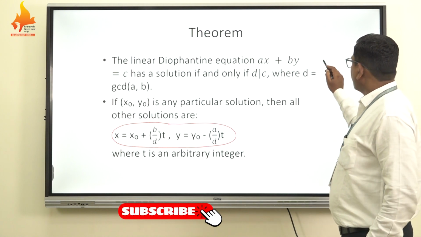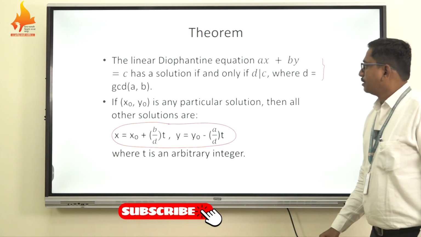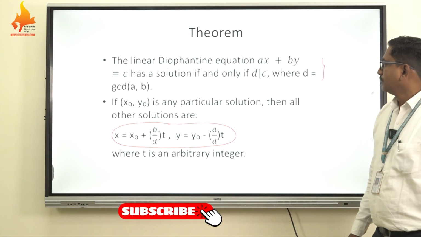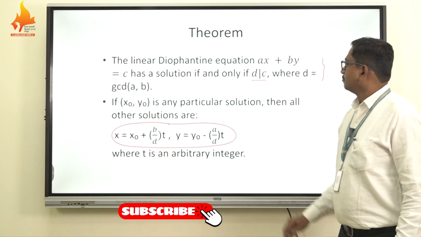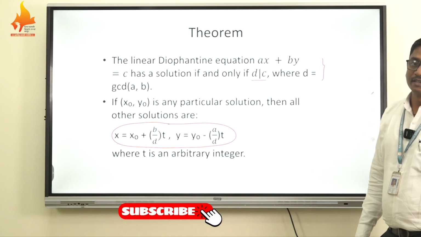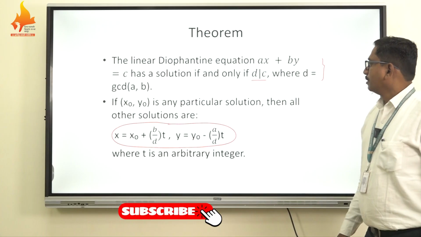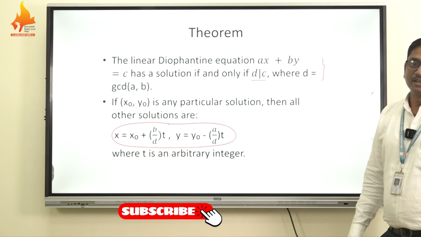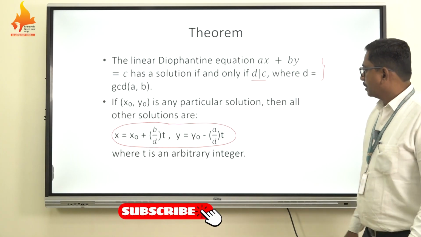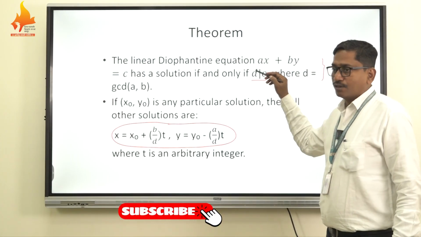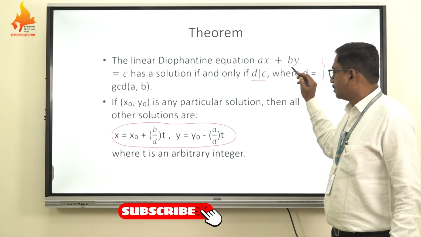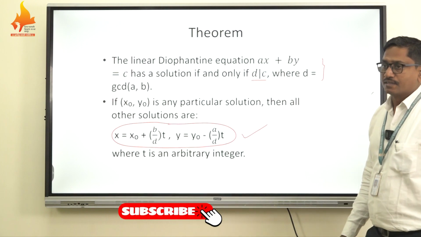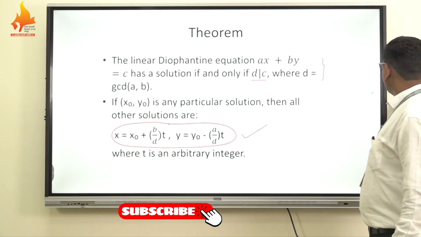We prove it in two parts. In the first part, we prove that if ax plus by equals c has a solution, then d, the greatest common divisor of a and b, should divide c. Divide c means that c is a multiple of d. In the second part, if you get any particular solution of this linear Diophantine equation, all other solutions are given by this, where t is an arbitrary integer. So let us see how it can be done.